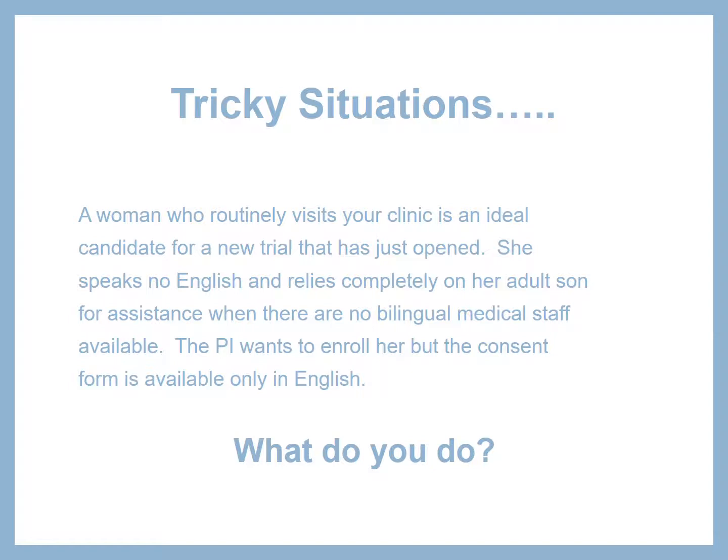But I'm going to stand my ground on this, and I'm going to explain to the PI that this is what needs to be done on this trial in order to do the right thing. And I'm going to explain to him that the Code of Federal Regulations requires that it be in an understandable language. And then I'm going to work with my IRB and my sponsor to get the English consent form translated into her language. So that's what I would do.